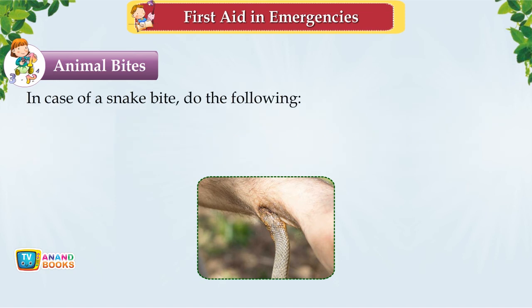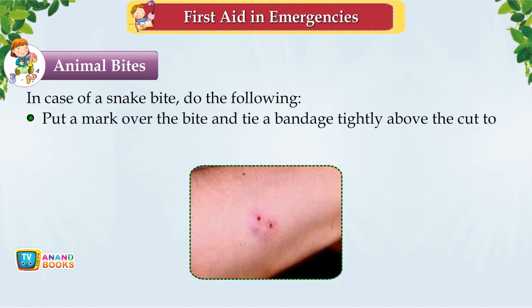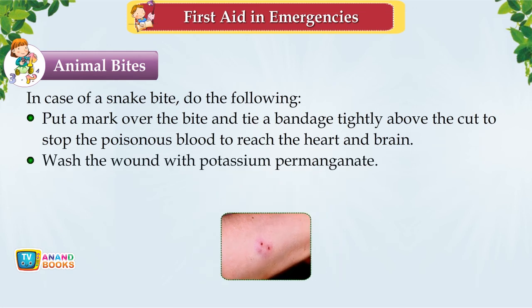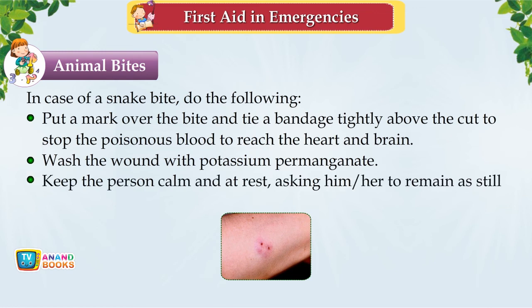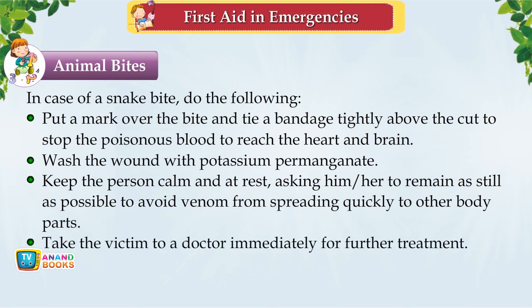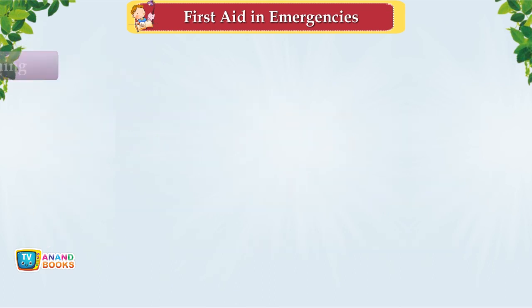In case of a snake bite, do the following. Put a mark over the bite and tie a bandage tightly above the cut to stop the poison blood to reach the heart and brain. Wash the wound with potassium permanganate. Keep the person calm and at rest, asking him or her to remain as still as possible to avoid venom from spreading quickly to other body parts. Take the victim to a doctor immediately for further treatment.